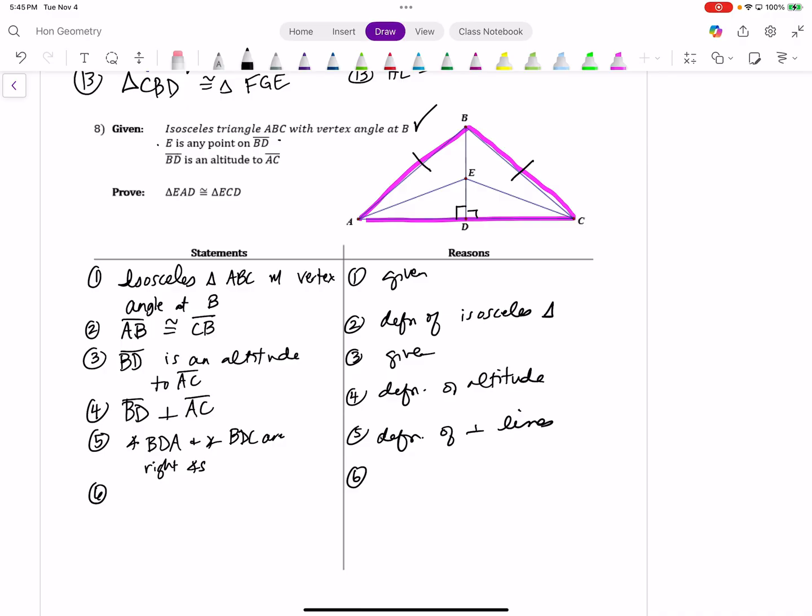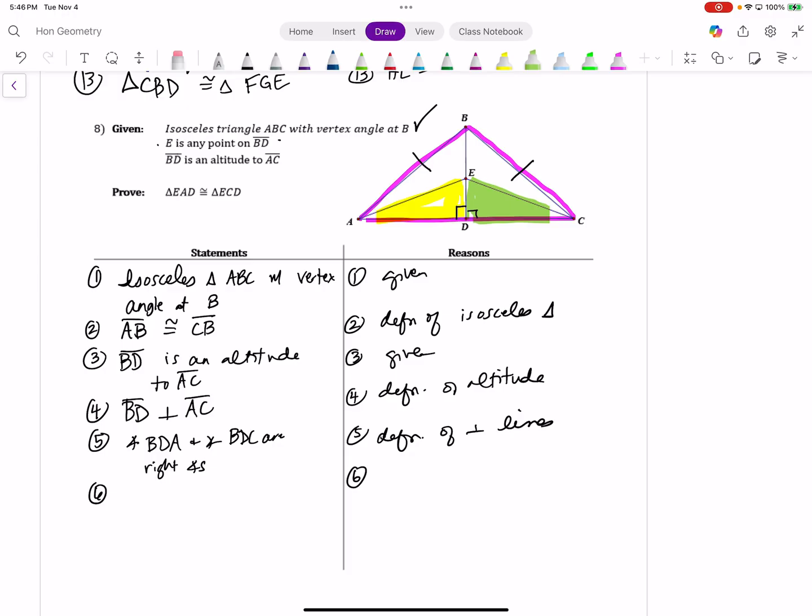Okay, so all right, let's see where we're heading. We're trying to prove that triangle EAD, all right, so we want this triangle to be congruent to this triangle. All right, so let's think what we can do right there.